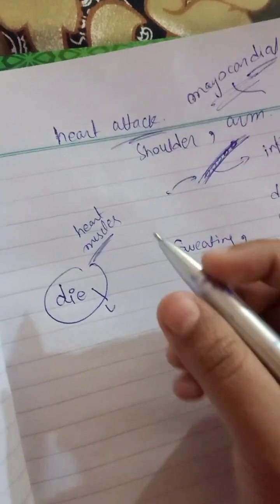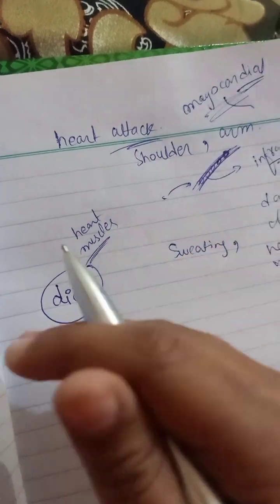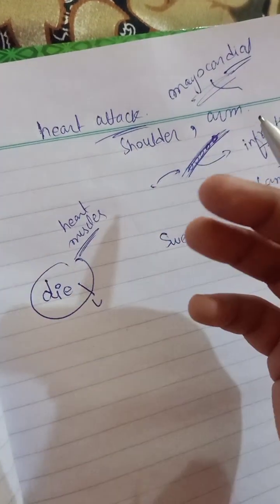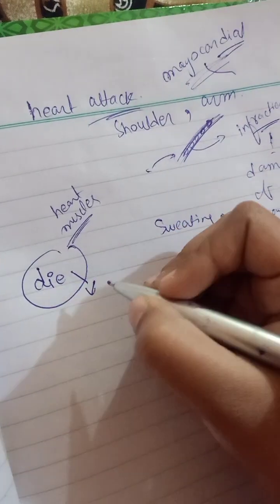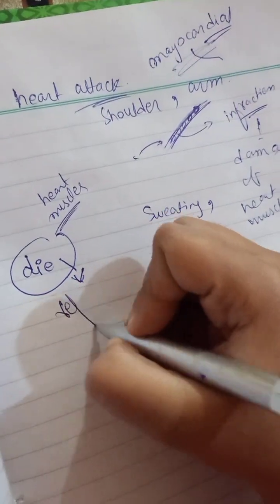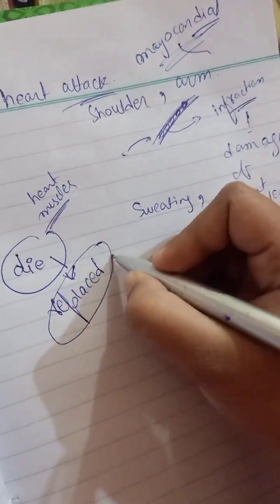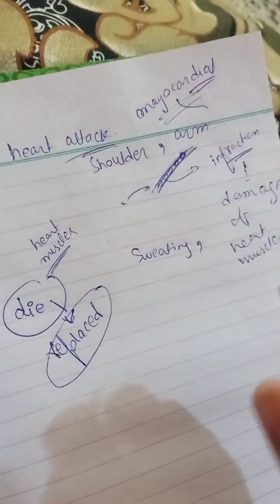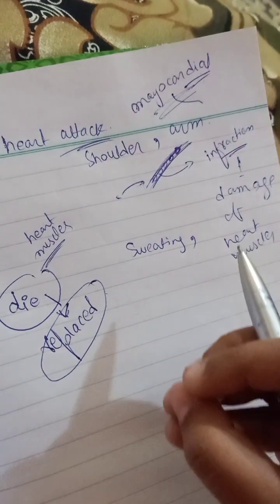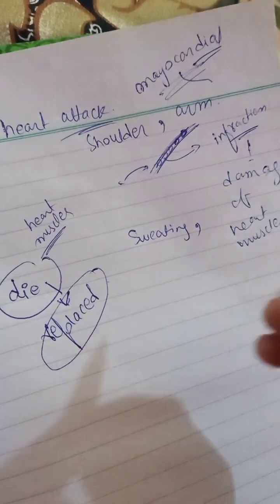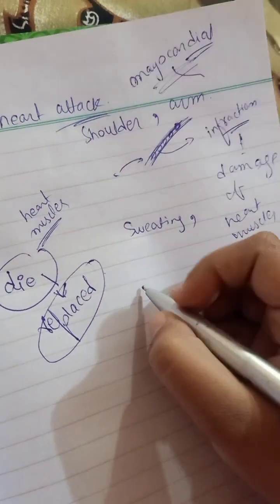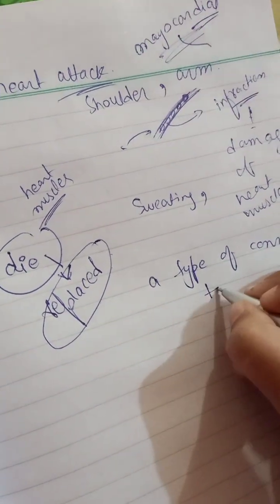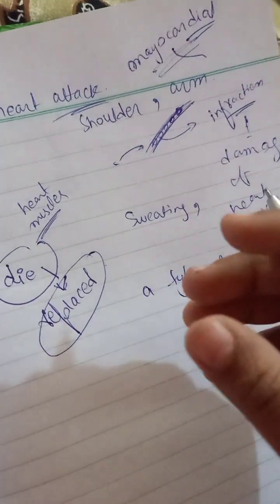There is one more important point: if the heart muscles die, they will not be replaced at all, because, as you all know, cardiac muscles do not divide. So if they die, they cannot be replaced. Because of this, scar tissue, a type of connective tissue, grows in the areas where the heart muscles have died.